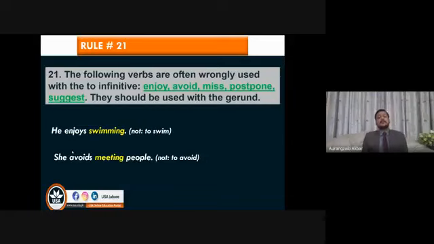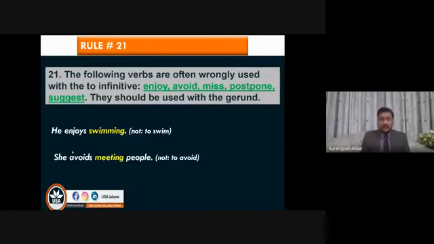"She avoids to meet people" is wrong. "She avoids meeting people" is a correct sentence. So whenever we are going to use verbs like enjoy, avoid, miss, postpone, suggest, we need to remember that they should be followed by a gerund rather than an infinitive.